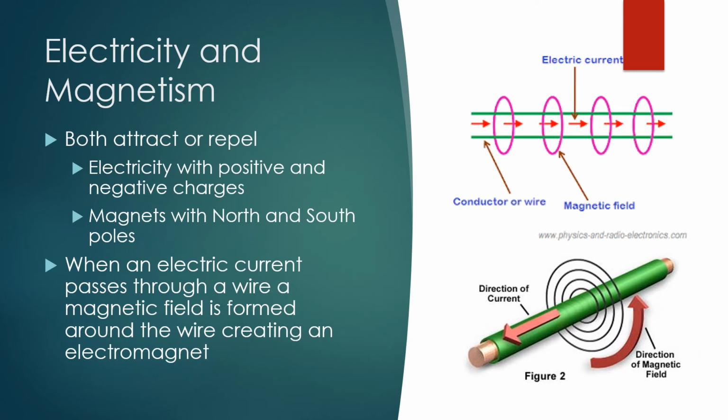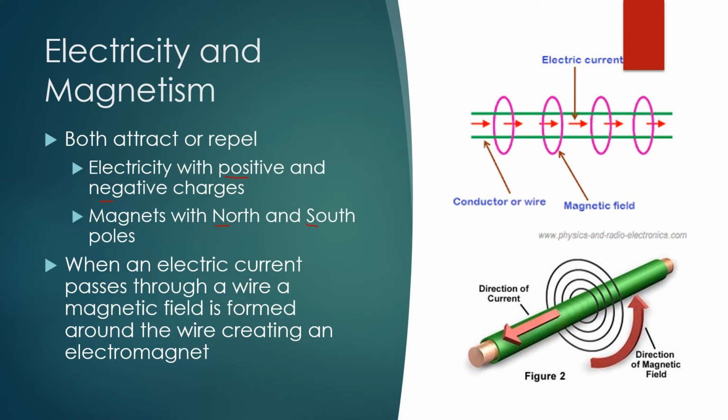So electricity and magnetism can work together. Both have similar properties. They both attract or repel. So likes repelling, opposites attracting. Electricity does this with positive and negative charges, and magnets do it with north and south poles.